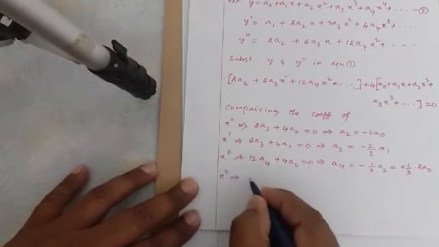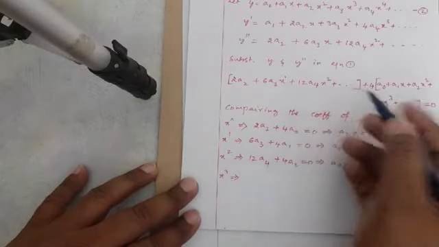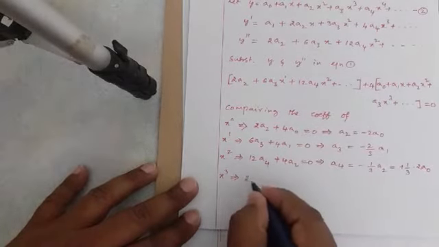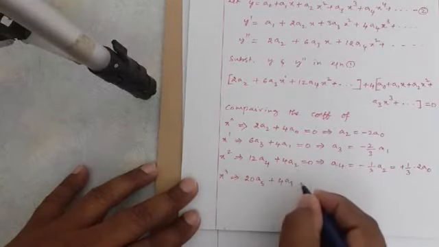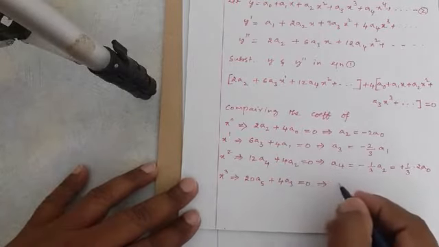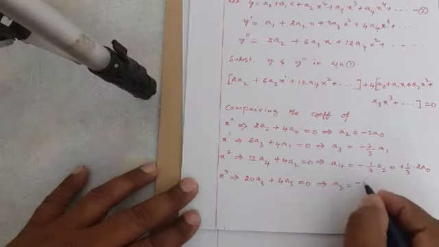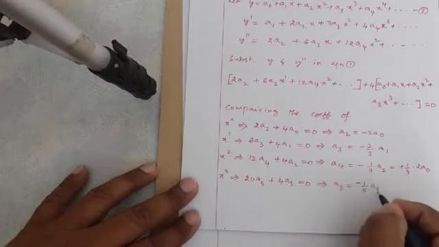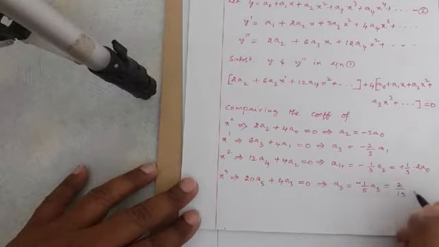After this we write the x³ coefficients. The x³ coefficient is nothing but here, another term, that becomes 20a5 plus 4a3 is equal to 0, which implies, when you simplify this, you get a5 = -1/5 a3. Now when you simplify this, you get 2/15 a1.